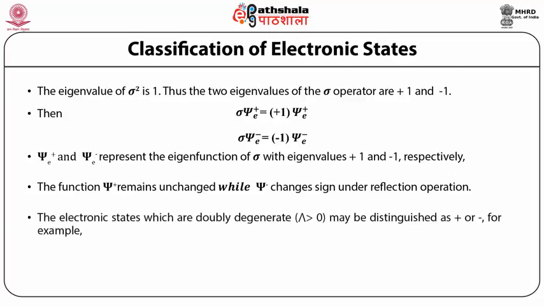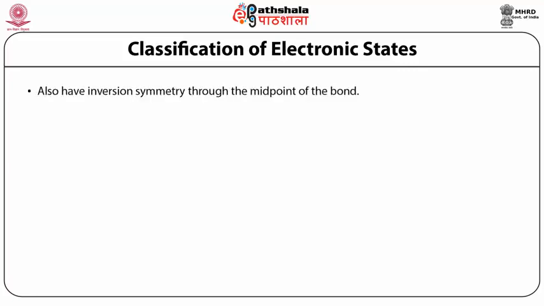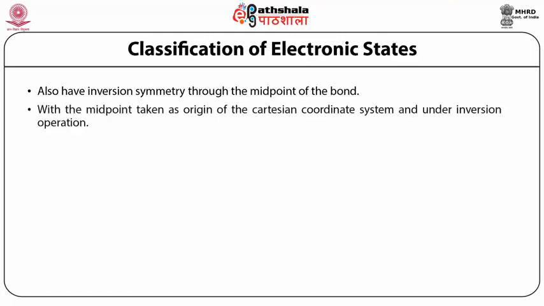The electronic states which are doubly degenerate, lambda greater than 0, may be distinguished as plus or minus, for example, delta plus and delta minus, etc. The electronic state sigma is not degenerate but can still be classified as sigma plus or sigma minus. Homonuclear diatomic molecules also have inversion symmetry through the midpoint of the bond, with the midpoint taken as the origin of the Cartesian coordinate system and an inversion operation.